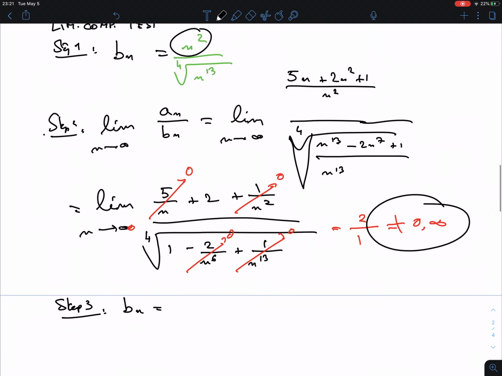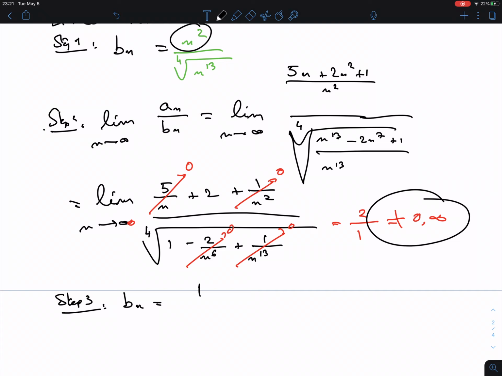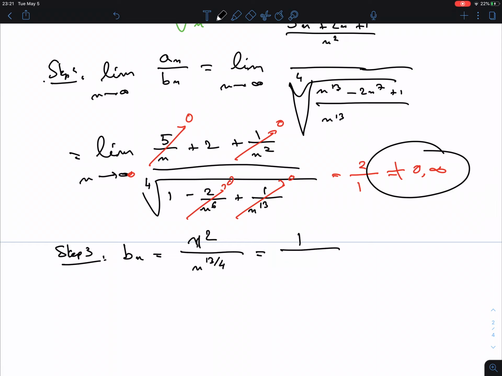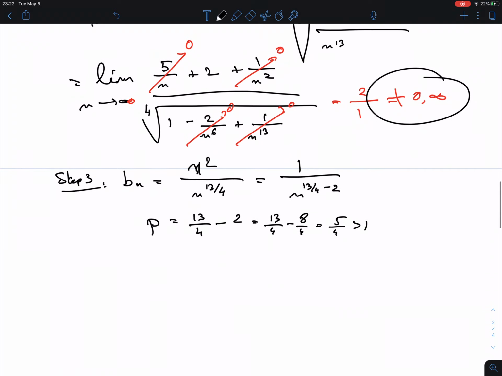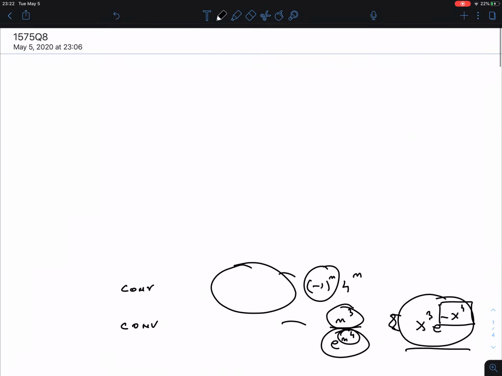So where is Bn again? Let me write it first in rational powers. This is sometimes where people go wrong. The fourth root becomes this. Then I have to compare it with the p-series, and the strange thing about p-series is that they have their exponent in the denominator. So p is 13/4 minus 2, which is 13/4 minus 8/4, which is 5/4. This is still bigger than 1, and that means convergent. So this one was also convergent.